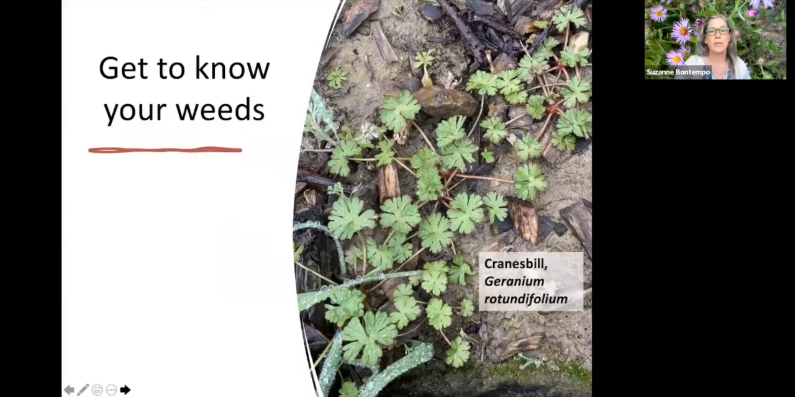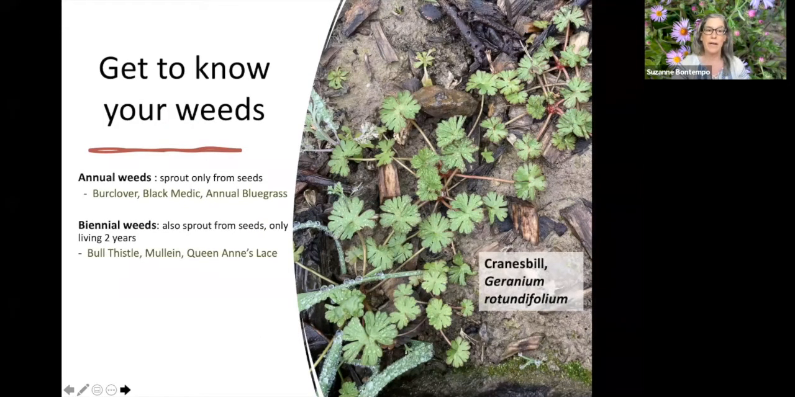So let's get to know our weeds. That's the number one trick. So some weeds are annuals. That means they sprout from seeds and then they reseed annually once a year. Some weeds are biannuals. So they're also going to sprout from seeds, but they're going to live 2 years. Their life cycle is going to be a 2-year life cycle.